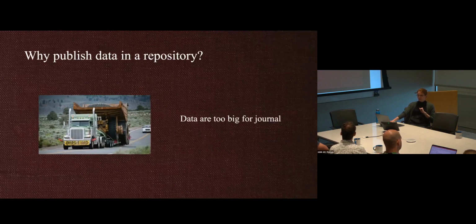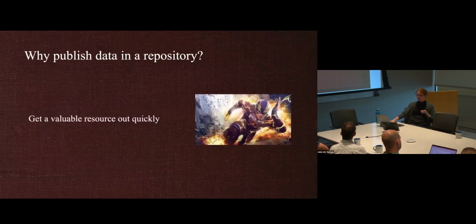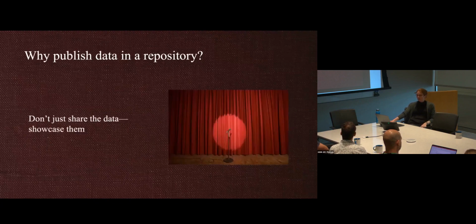Other common reasons are the data are just too big for the journal. Maybe you want to get a valuable resource out quickly, so you have a tool or a really rich data set and you think the community should have access to that without having to wait for you to go through the peer review process. And finally, maybe you don't want to just share the data, you want to showcase them. So maybe a repository offers sort of a stage where people can really appreciate that this is a high quality data set instead of just burying it in a supplement or something.